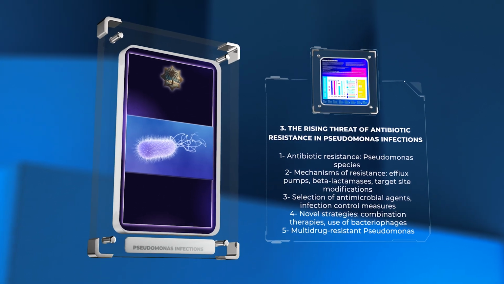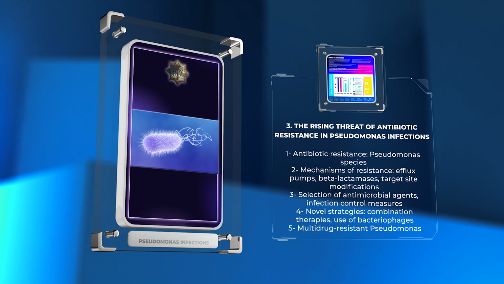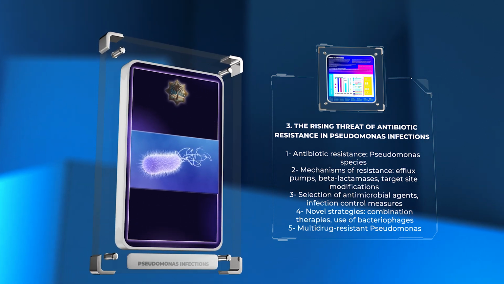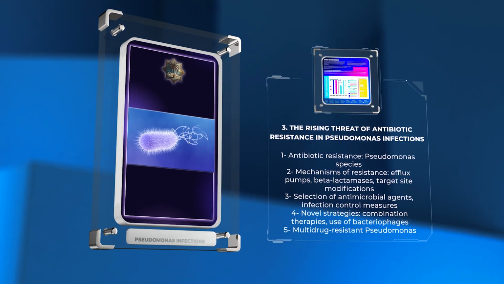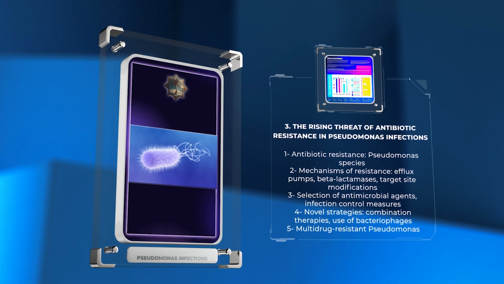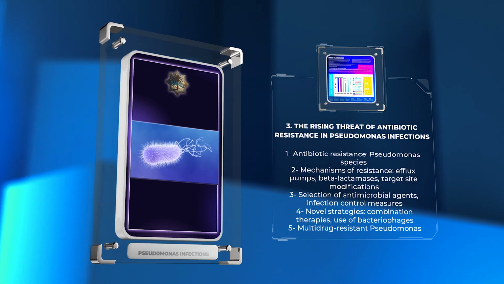The emergence and spread of antibiotic resistance in Pseudomonas species represent a worrisome global health issue. Understanding the mechanisms of resistance, such as efflux pumps, beta-lactamases, and target site modifications, is crucial for selecting appropriate antimicrobial agents and implementing effective infection control measures. Furthermore, exploring novel strategies, like combination therapies and the use of bacteriophages, offers hope in combating multi-drug-resistant Pseudomonas infections.